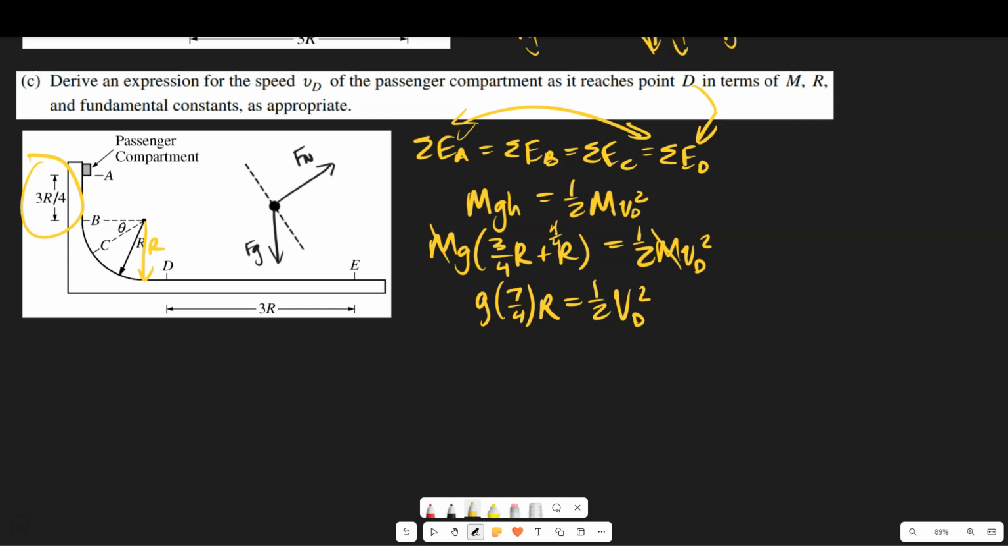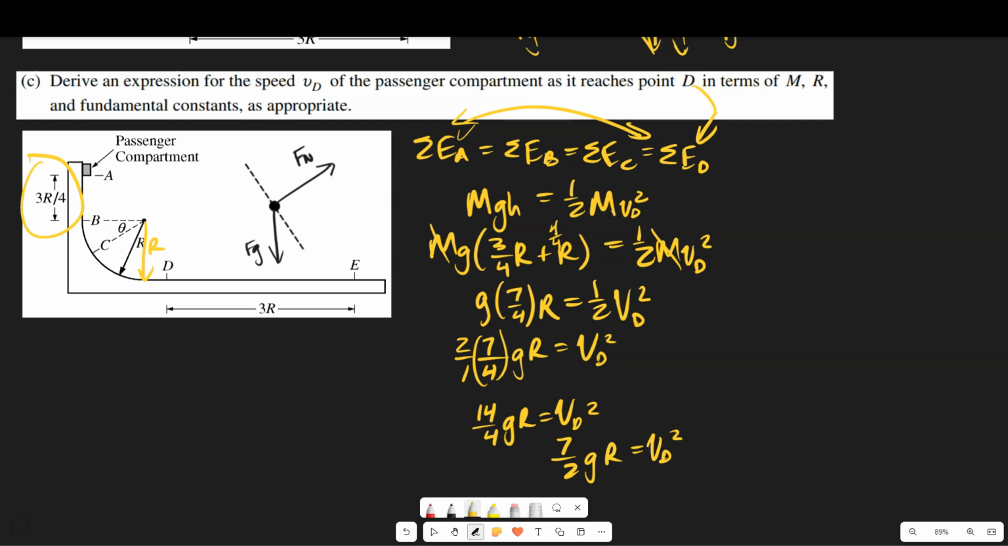All right, to get rid of the 1/2 on the right hand side, let's multiply both sides by 2. I'll bring the 7/4 out in front, so we have 7/4 times 2/1 times g times r is equal to v sub d squared. Simplifying this, we get 14/4 times g times r is equal to vd squared. And lastly, we could say Vd is equal to the square root of 7/2 gr. So that's going to be our speed at position D. We're going to box that for now. That's our answer to part C, but that's also going to be useful later on.